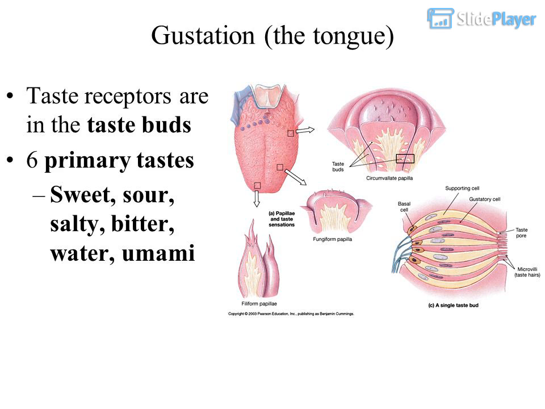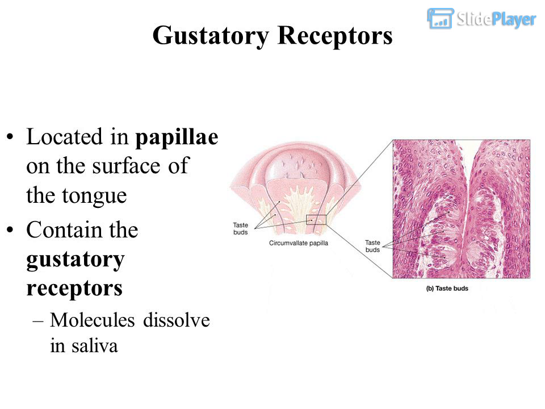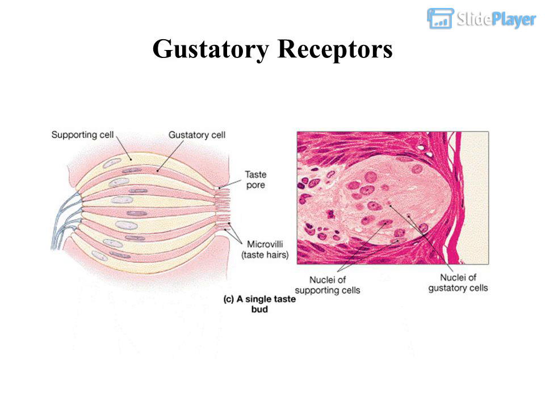Gustation, the tongue. Taste receptors are in the taste buds. Six primary tastes: sweet, sour, salty, bitter, water, umami. Gustatory receptors are located in papillae on the surface of the tongue. Papillae contain the gustatory receptors. Molecules dissolve in saliva.